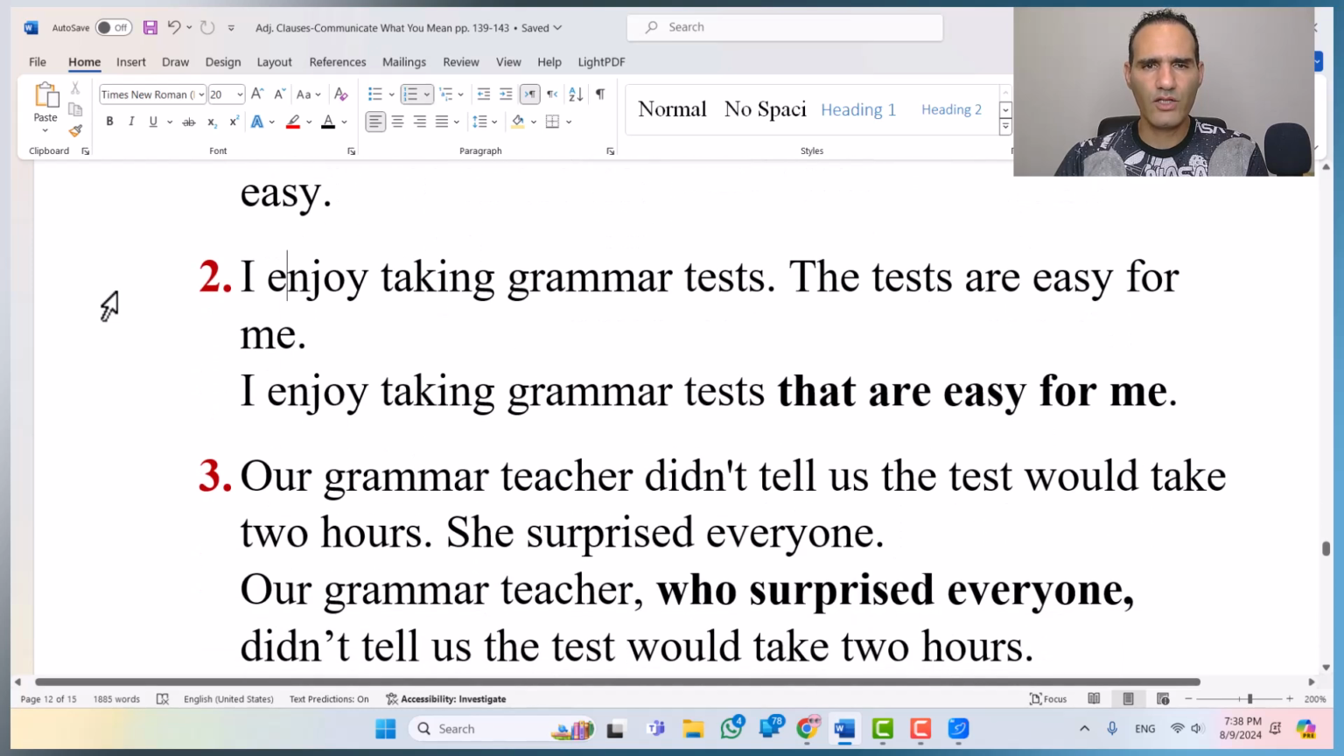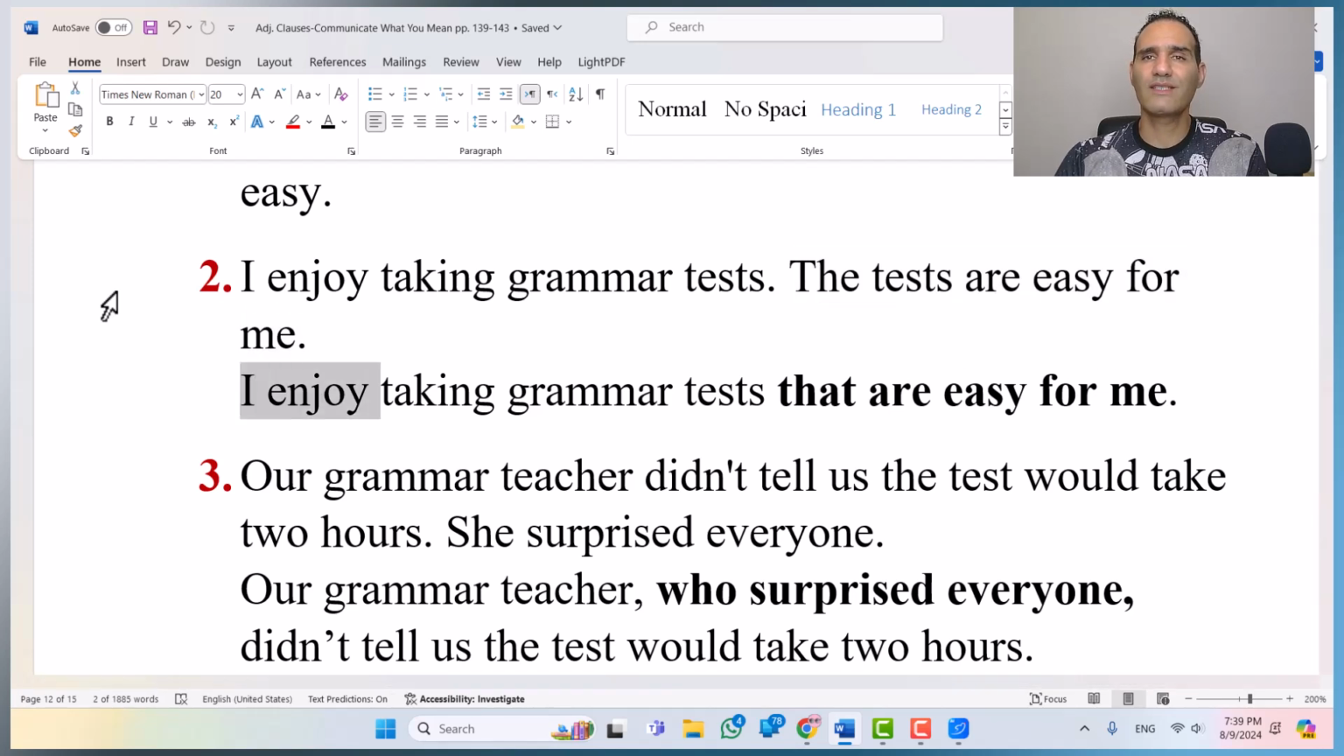Number two, I enjoy taking grammar tests. The tests are easy for me. So it is necessary. I want to set some of them apart from the whole, the easy ones. So it is a necessary adjective clause. It doesn't need a comma. I enjoy taking grammar tests that are easy for me.